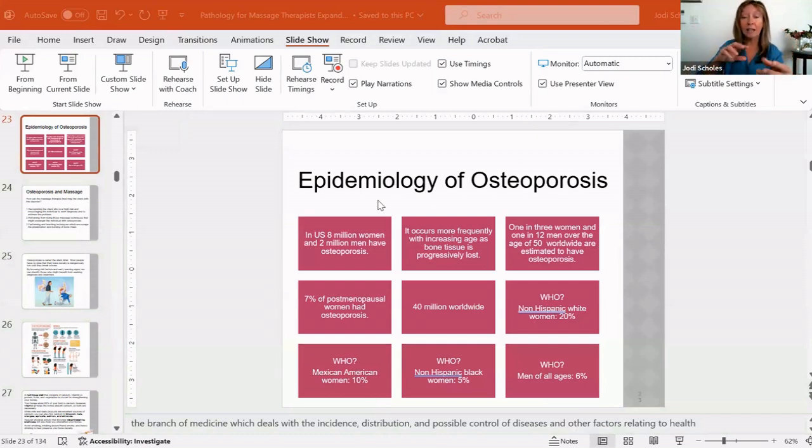So, who gets it? What races? So, the epidemiology of osteoporosis. That's the branch of medicine that deals with the incidence, who gets it, the distribution, how many get it, and the possible control of those diseases. So, all right, we're back to our regularly scheduled program.